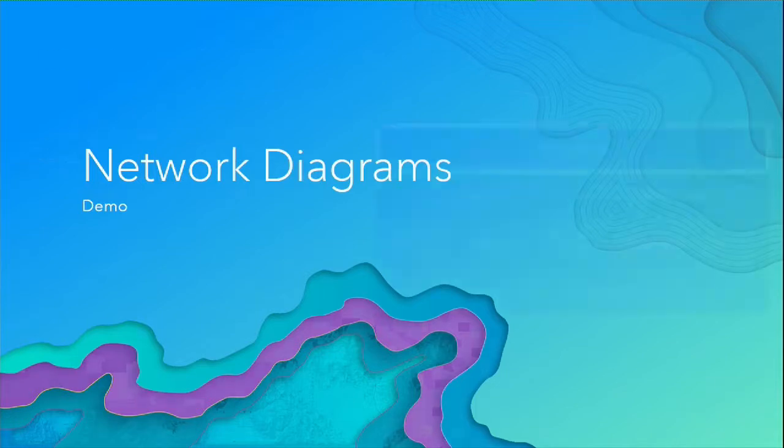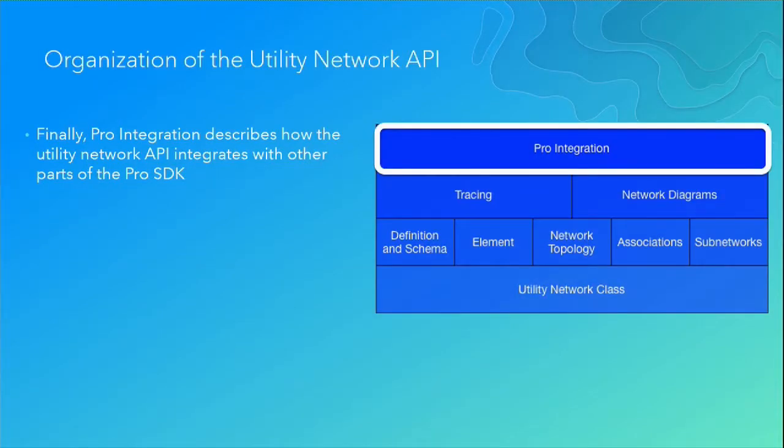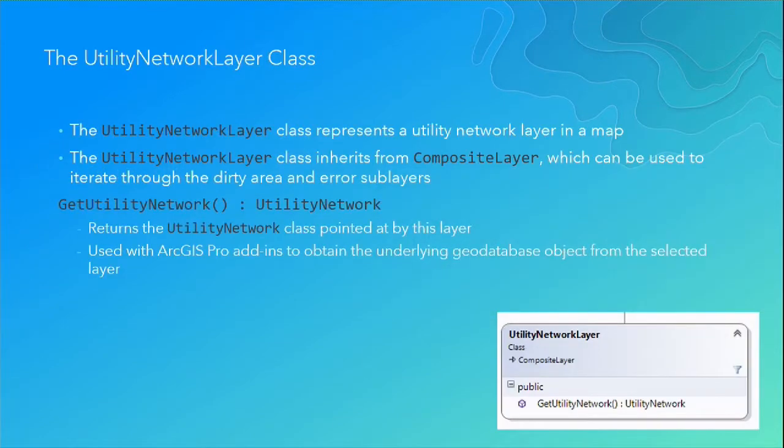All right, we're in the home stretch. There are finally a number of different pieces that allow us to integrate the Utility Network API with the rest of the Pro SDK. Everything we've been talking about so far is down at a very low level, at the database level. How does that work with the rest of Pro?